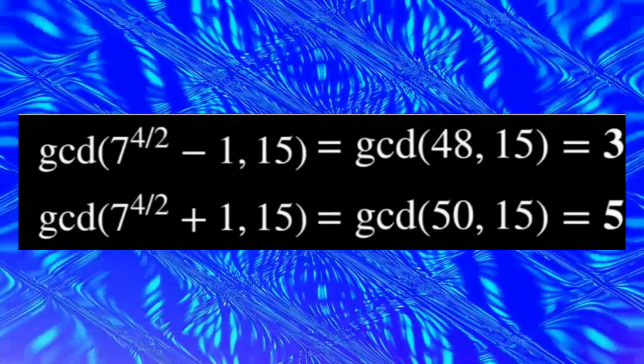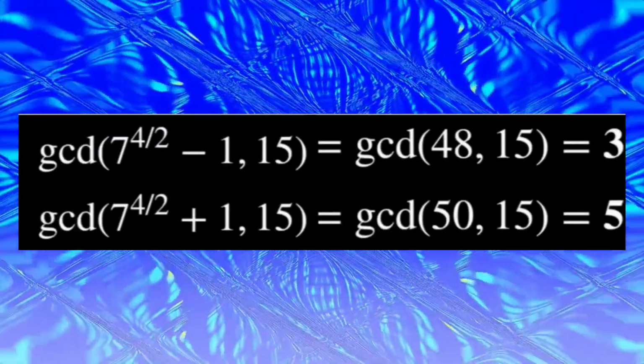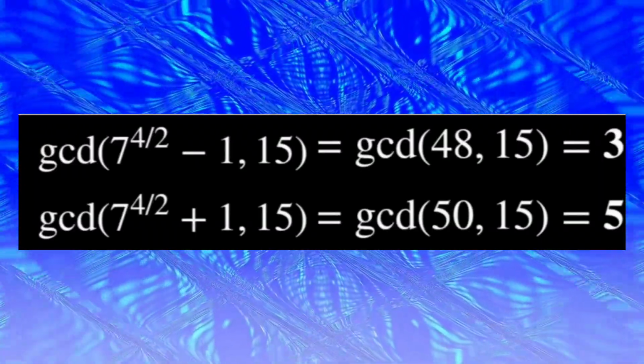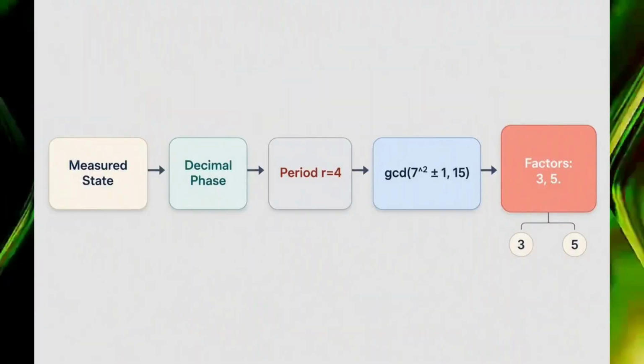Now we run classical post-processing. The greatest common divisor of 7 to the 4 over 2 minus 1 and 15 equals 3. The greatest common divisor of 7 to the 4 over 2 plus 1 and 15 equals 5. We successfully factored 15 into 3 times 5 using a quantum computer.